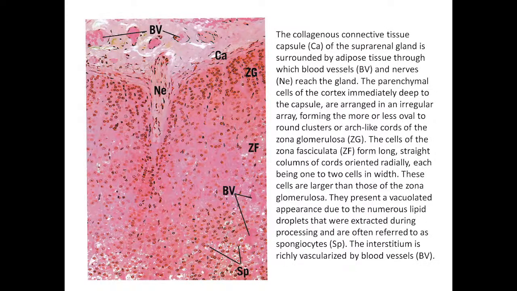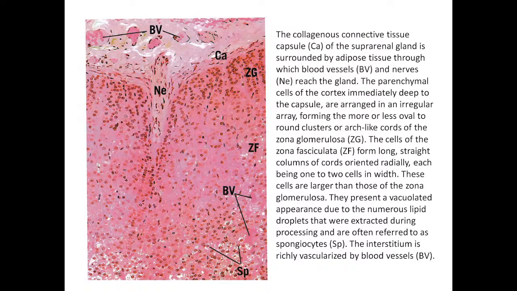The collagenous connective tissue capsule of the suprarenal gland is surrounded by adipose tissue through which blood vessels and nerves reach the gland. The parenchymal cells of the cortex immediately deep to the capsule are arranged in an irregular array, forming the more or less oval to round clusters or arch-like cords of the zona glomerulosa. The cells of zona fasciculata form long, straight columns of cords orientated radially, each being one or two cells in width. These cells are larger than those of zona glomerulosa. They present a vacuolated appearance due to the numerous lipid droplets, which were extracted during processing, and are often referred to as spongiocytes.